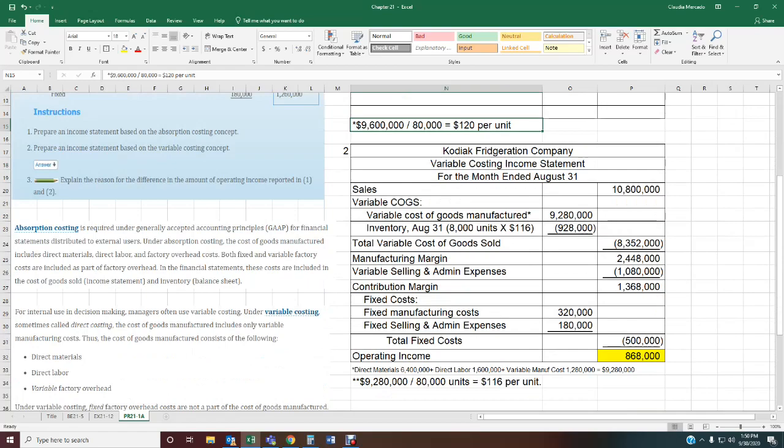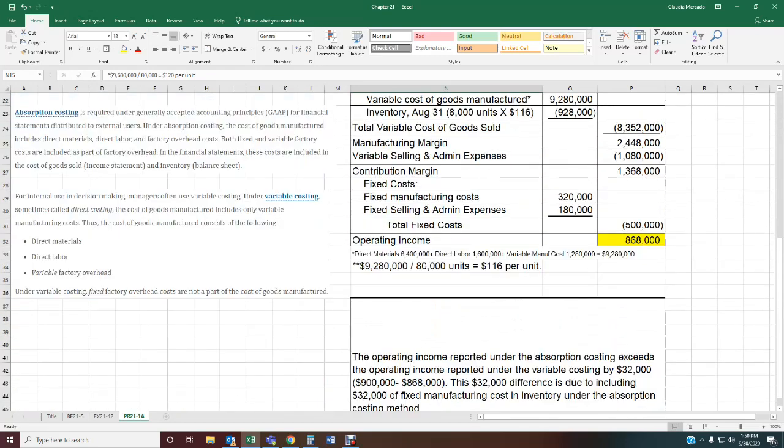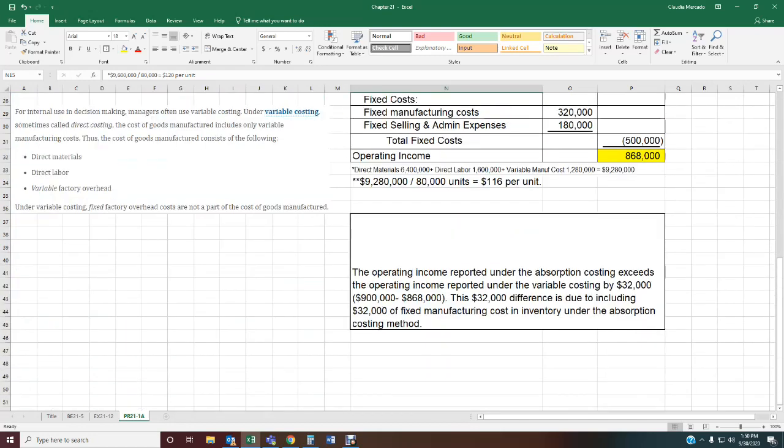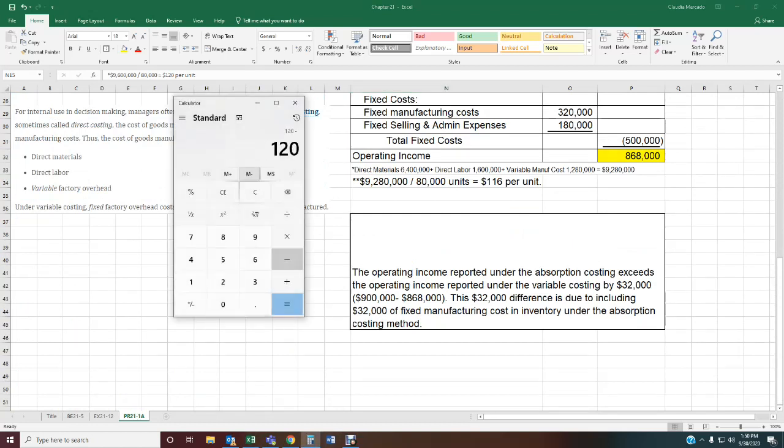When we did the variable costing, we didn't use all of these figures. We only used direct materials, direct labor, and variable manufacturing overhead, giving us a cost of $9,280,000. We divided that by the 80,000 units, and that gave us $116 per unit. So we have a difference of $4. Over here it's 120, over here it's 116. I multiply that $4 per unit by the 8,000 units that we did not sell. That was our ending inventory. That gives me my $32,000 difference.